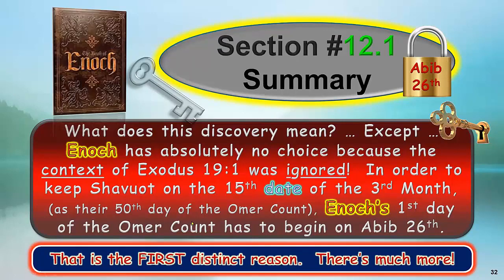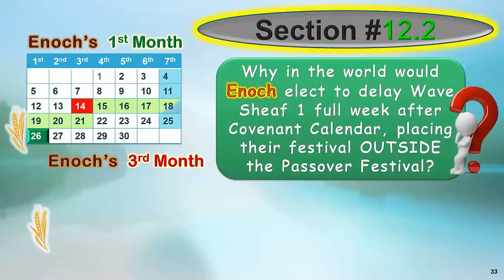Yes, there's a difference between a day and a date. And in this instance, it causes a 1 week difference for the wave sheaf. Section 12.2. Why in the world would Enoch elect to delay wave sheaf 1 full week after covenant calendar, placing their festival outside the Passover festival? And yet Joshua makes it so incredibly clear that the wave sheaf must be observed within the festival of Yahuwah. How is it that Enoch can demand it's placed outside?